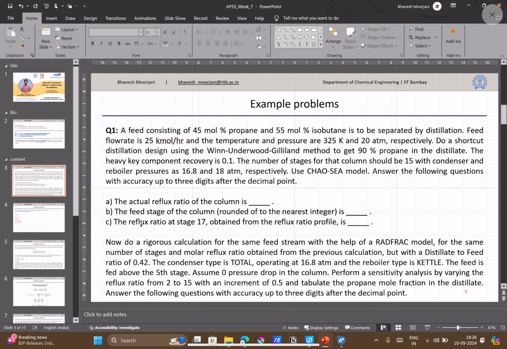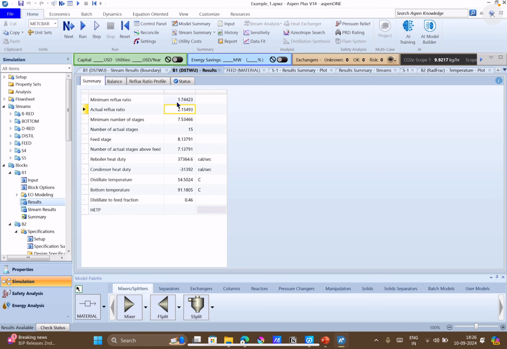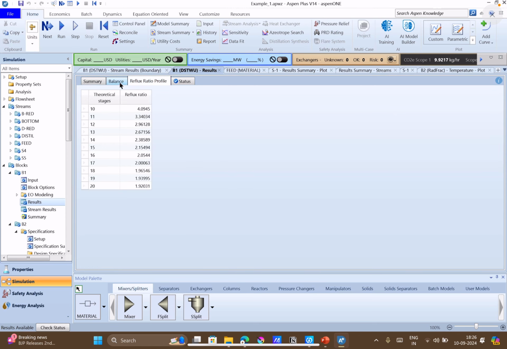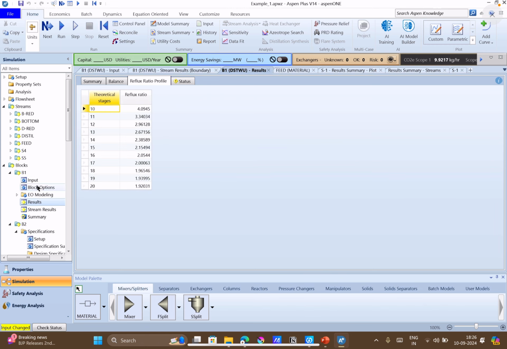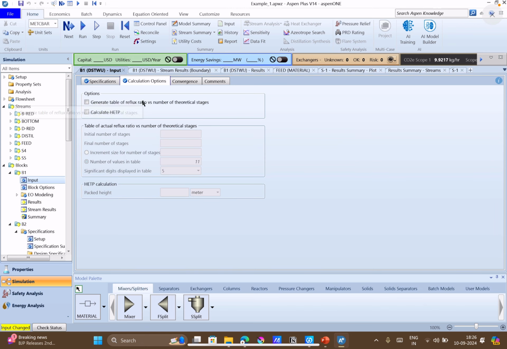Then the reflux ratio at stage 17, obtained from the reflux ratio profile. Now to get a reflux ratio profile, there are two ways. One option is given as reflux ratio profile in the input block, in the calculation option. I had already selected this, generate table of reflux ratio versus number of theoretical stage. If we don't select this, then in the result part we won't be getting any profile. But here we have put tick marks on generate a table for reflux ratio versus number of theoretical stage.